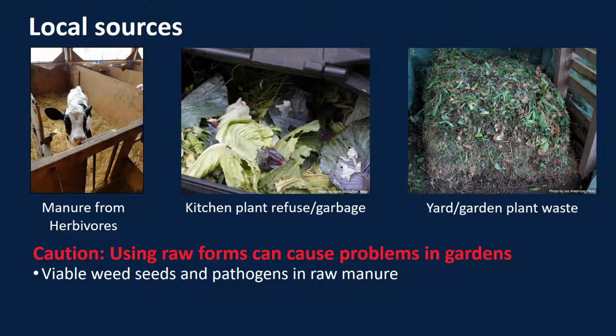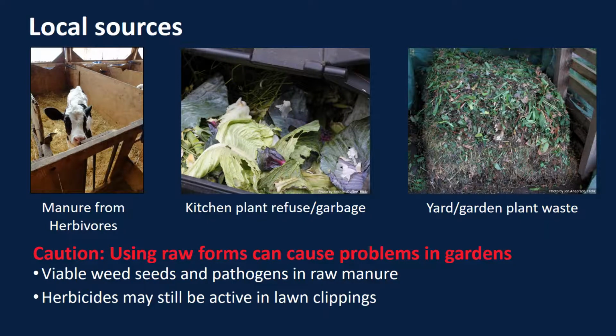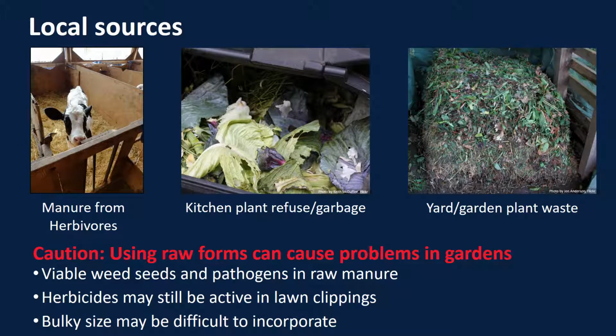One is that viable weed seeds and pathogens can exist in raw manure products, as they haven't been through the process that usually kills these. The next thing is that herbicides can still be active in lawn clippings. We need to be careful of how soon since we've sprayed it is when we take those clippings and add them to our gardens or our compost piles. The next thing is that raw materials are usually a lot more bulky and harder to incorporate than already broken down material.